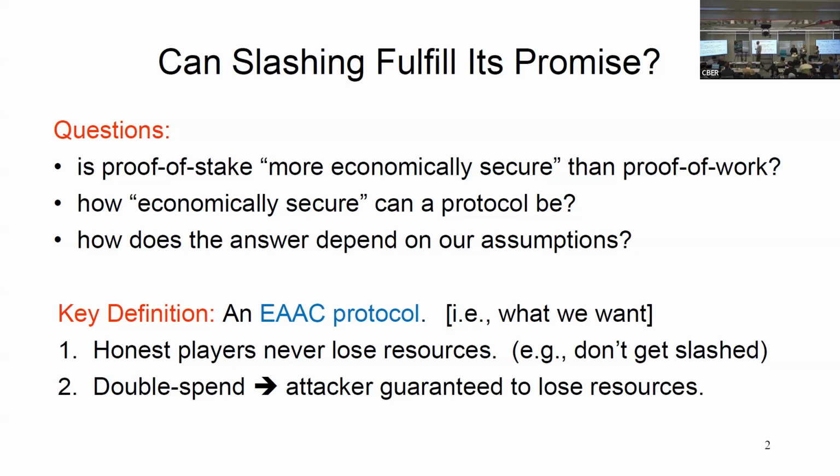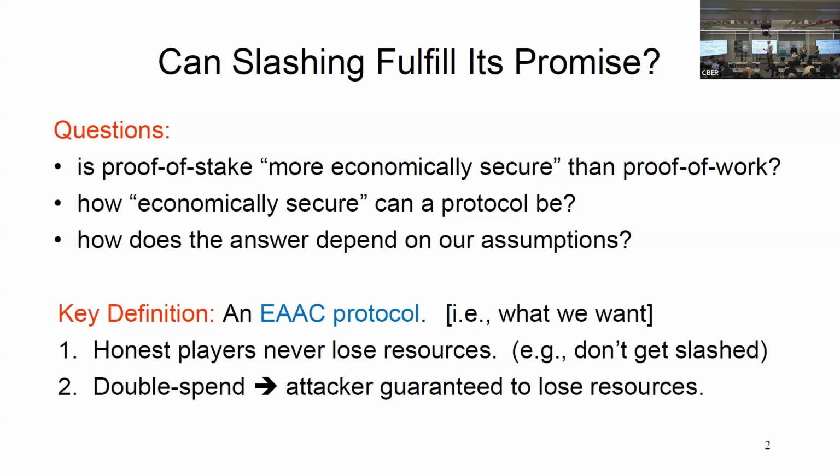So the second part of the definition says, if there's a successful attack, then the attacker should be guaranteed to lose resources, meaning, for example, they have some of their state slashed. A protocol will be EAC if it has this property. If you commit consistency violations, you can never get away with it. You're always going to be harmed, and moreover, you're harmed in a targeted way, without collateral damage to other people who are not attackers. That's our articulation of what the promise of slashing and proof of stake has always been.